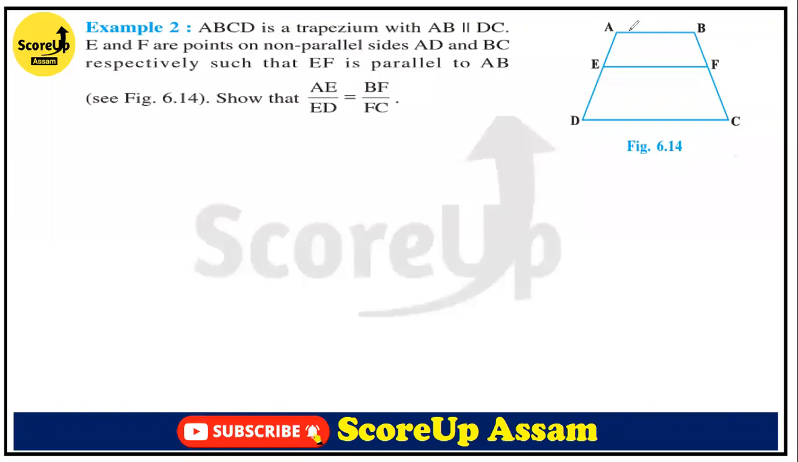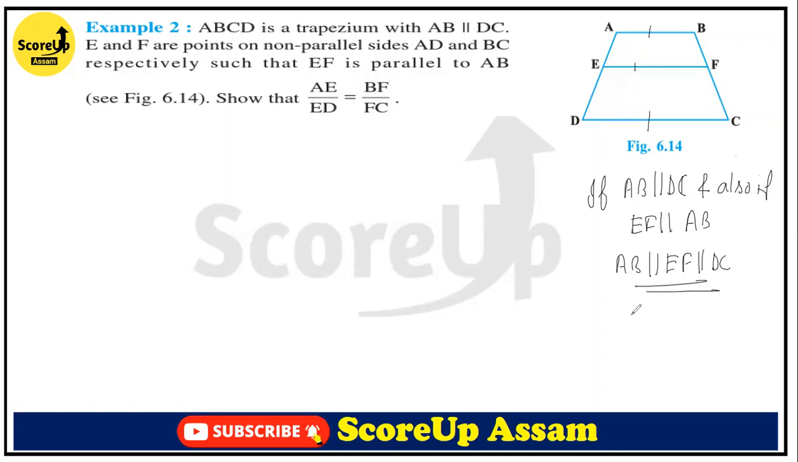ABCD is a trapezium with AB parallel to DC, right? This line is parallel to this line. E and F are points on the non-parallel sides AD and BC. These are the two points, okay? The line is such that EF is parallel to AB. Now, if AB is parallel to DC and also EF is parallel to AB, then we can say that AB is parallel to EF is parallel to DC. This is what we can say, right? Okay.